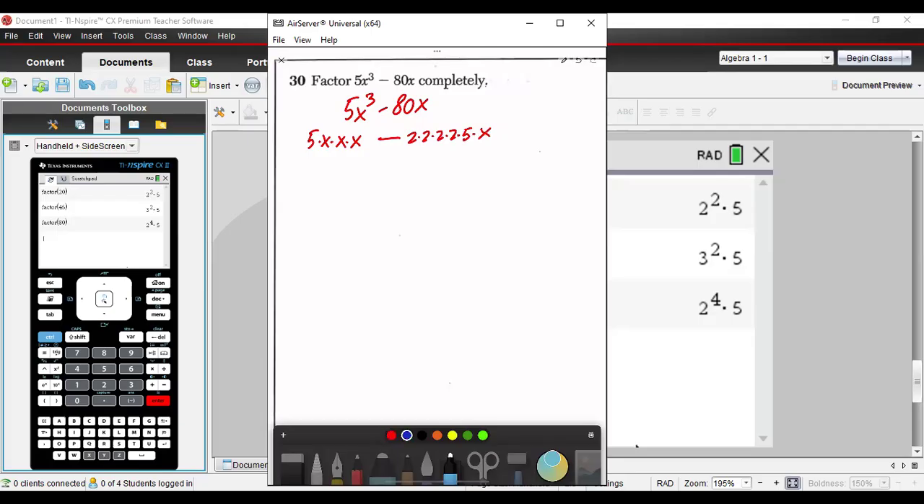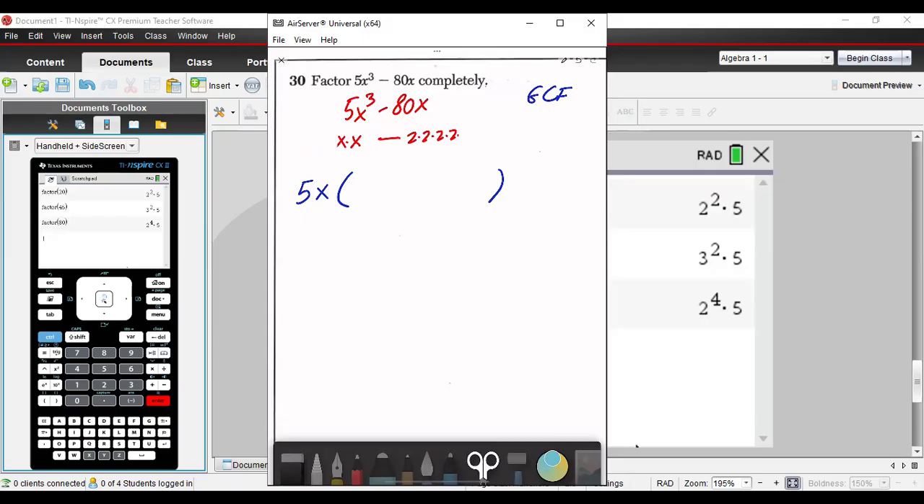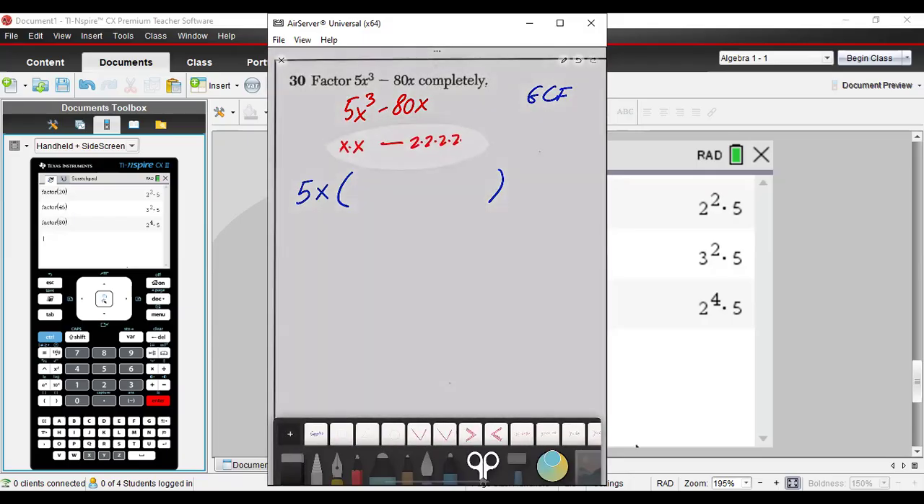Now we're looking for the GCF. Start with that. We got a 5 and an x. We got a 5 and an x. So we can factor that out. Boom. Put the parentheses. I'm going to get rid of the 5x since I pulled it out of both terms. And now what I have left goes inside the parentheses.